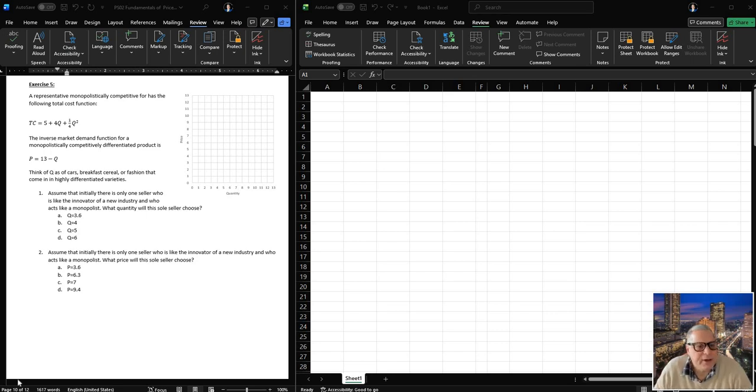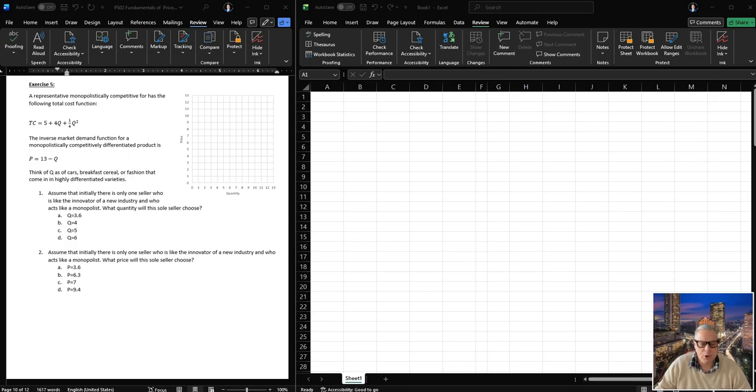Alright, so this is the final problem set in this section, and this is about the monopolistically competitive firm. This monopolistically competitive firm has a total cost function from which we can derive marginal cost and average total cost, and it has a demand function. But the demand function is for a product category, something like cars or jeans or breakfast cereal, which is highly differentiated.